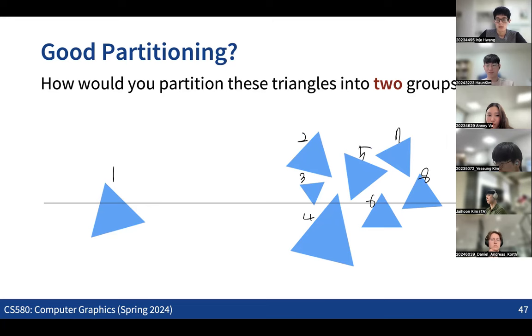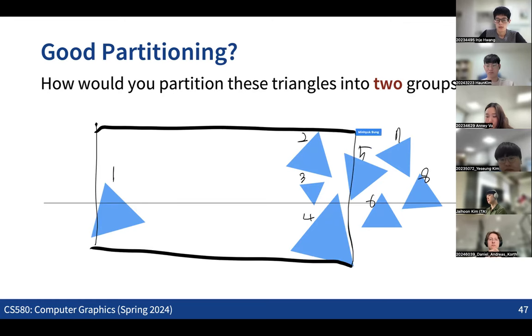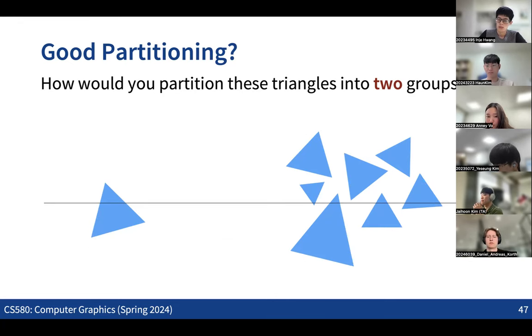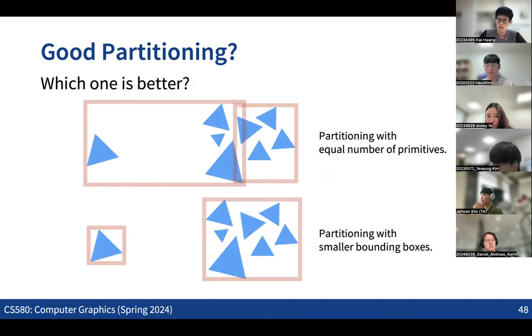if we follow the binary search, then the two sets might be like this and this. Right? If we just simply follow the binary search, this is what we're going to see when we divide this into two subsets that have an equal number of primitives. But we can see that this is quite inefficient.